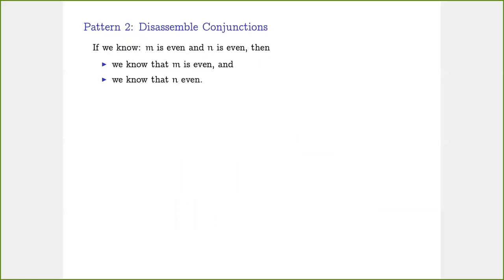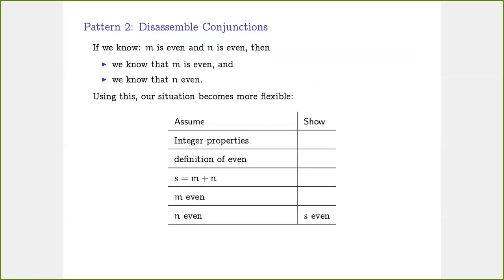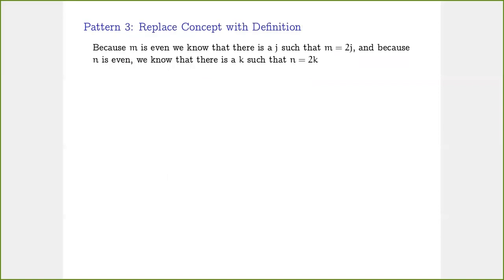Pattern 2 involves disassembling conjunctions in this proof. If we know that m is even and n is even, then we know two things. We know that m is even, and secondly, we know that n is even. If we include this in our diagram, it becomes a little more flexible. We know that s equals m plus n, m is even, n is even, and s is even. Pattern 3, we replace concepts with their definitions. Because m is even, we know that there's an integer j such that m equals 2 times j.